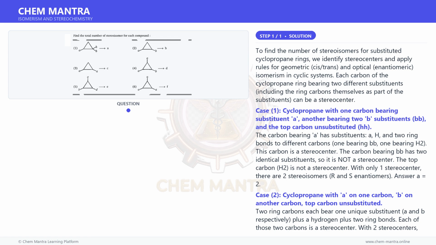Re-evaluating, with all three substituents identical, we have the all-cis isomer, one stereoisomer, achiral, and the isomer where one substituent is on one face and two on the other. This has a mirror plane, the plane through the top carbon and the midpoint of the bottom bond, making it achiral too. So there are two distinct stereoisomers. Answer F equals 2.